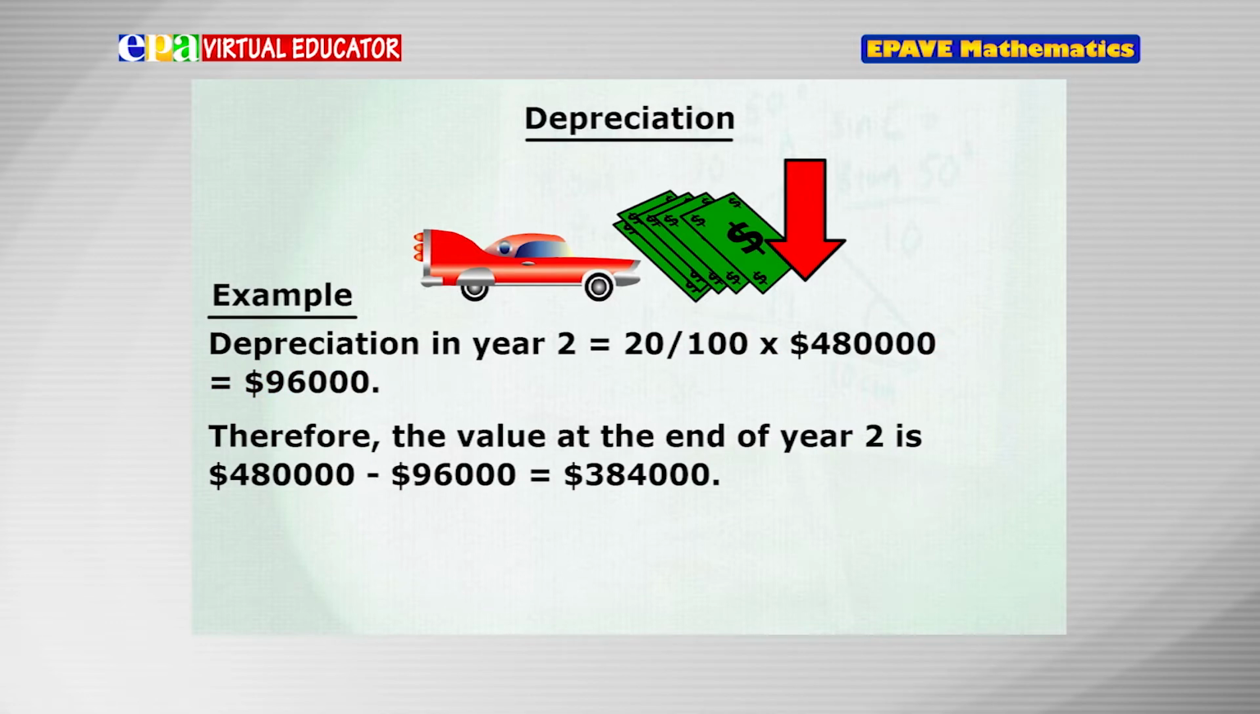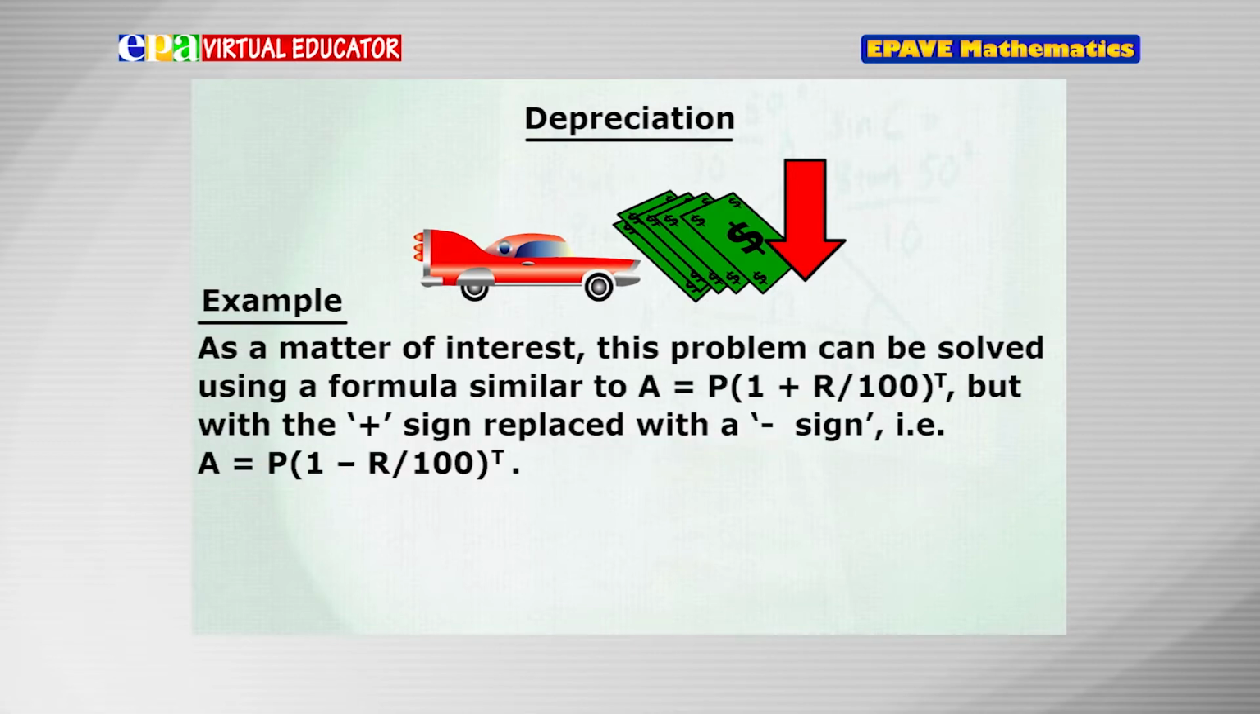Therefore, the value at the end of year 2 is $480,000 minus $96,000, which is equal to $384,000. This problem can be solved using a formula similar to A equals P times (1 plus R divided by 100) to the power of T, but with the plus sign replaced with a minus sign. That is, A equals P times (1 minus R divided by 100) to the power of T.